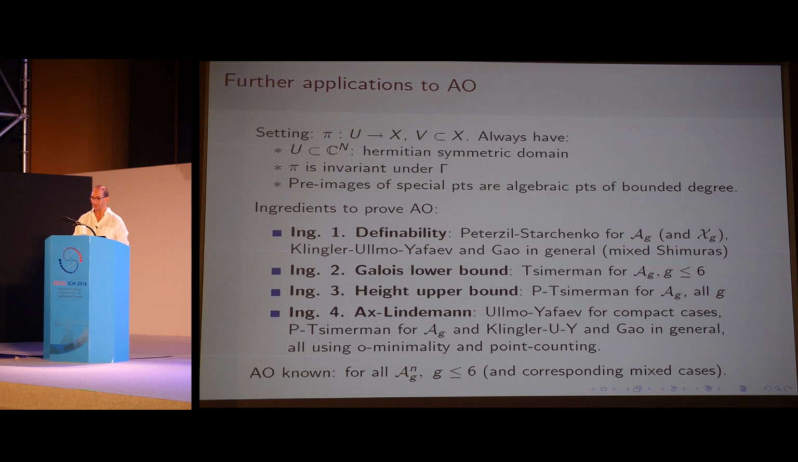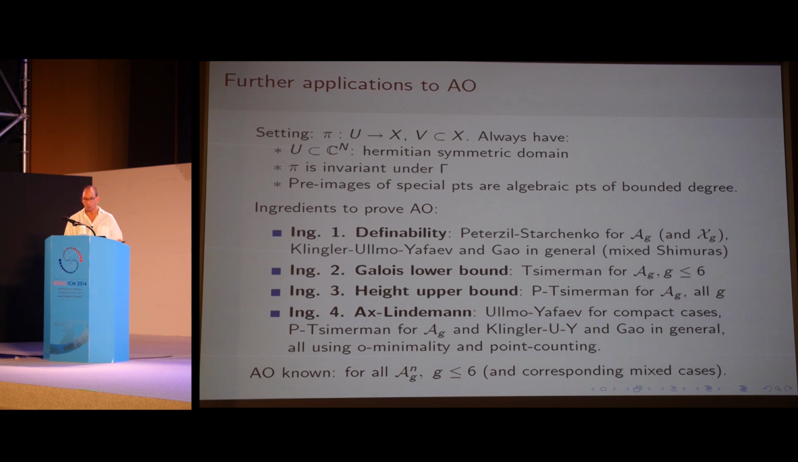I want to mention just briefly further progress on André-Oort. Ulmo has shown that with these 4 ingredients for a Shimura variety X, one can indeed establish the André-Oort conjecture by this method. Every Shimura variety has a transcendental uniformization by a suitable complex domain. The preimages of special points are always algebraic points of bounded degree, so you always are in shape to apply this method. And then if you have these various ingredients, you can complete the proof. Ingredients 1 and 4, definability and Ax-Lindemann, are now in fact known in all cases, and ingredient 3 in some cases. And the main lacuna to a full result are the Galois lower bounds, and they're known for the moduli spaces up to dimension 6, the result of Jacob Tsimerman.